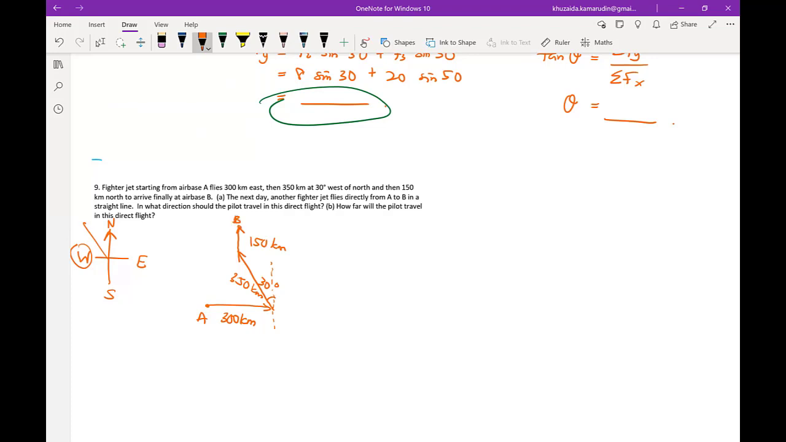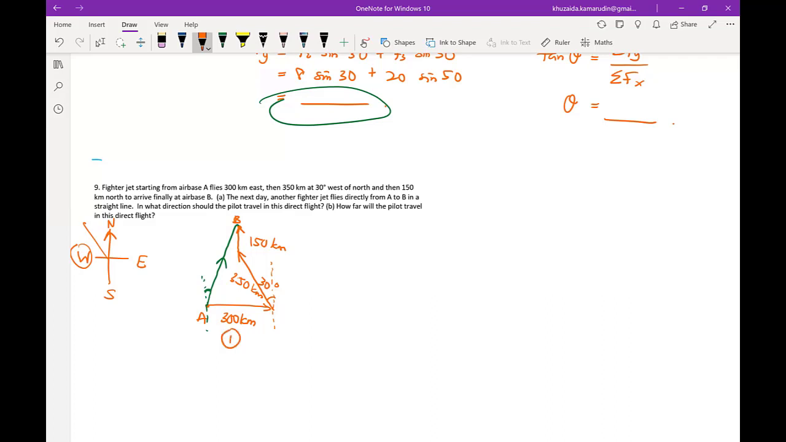Okay. Alright, so soalan je. The next day, another fighter jet flies directly from A to B in a straight line. Okay, so besoknya ada fighter jet yang lain bergerak daripada A ke B in a straight line. Okay, alright. So in what direction should the pilot travel in this direct flight? So kita nampak kat sini ada angle lah, kita nak cari what is the angle dekat sini, the direction. Alright, so actually AB in a straight line is the resultant of the displacements yang kita buat tadi.